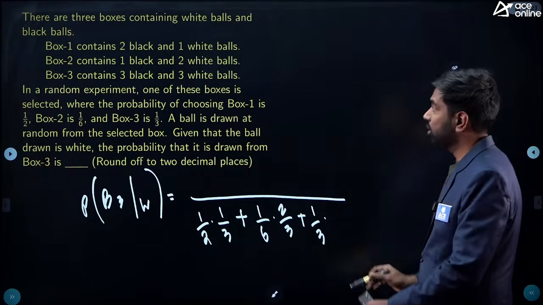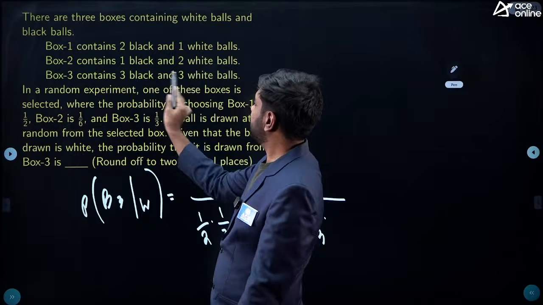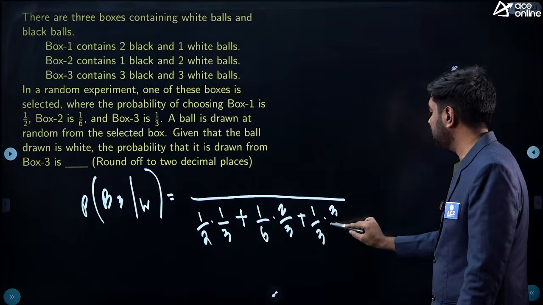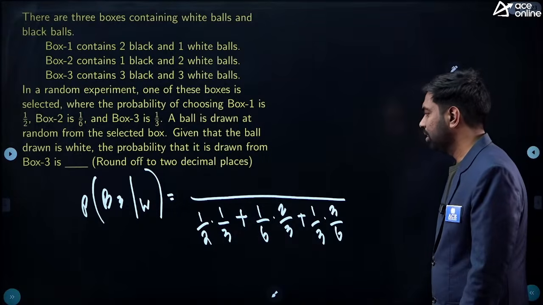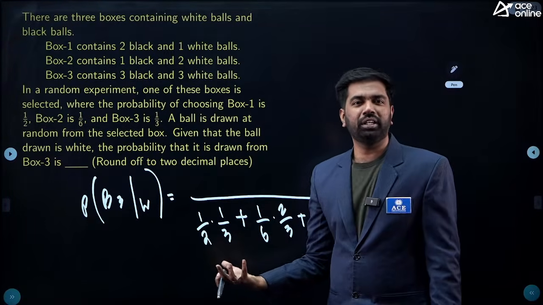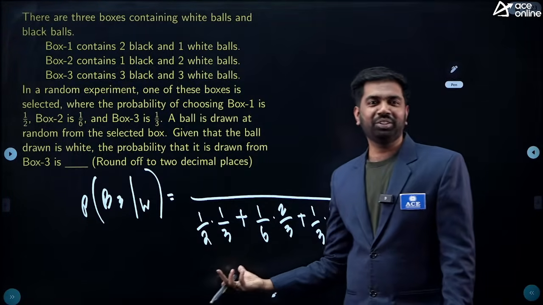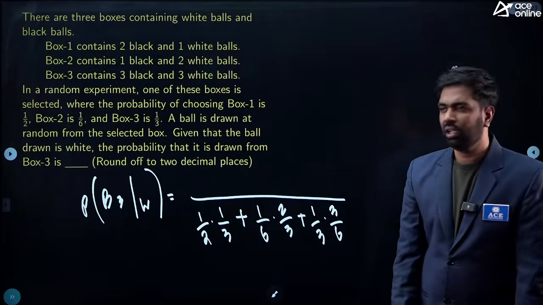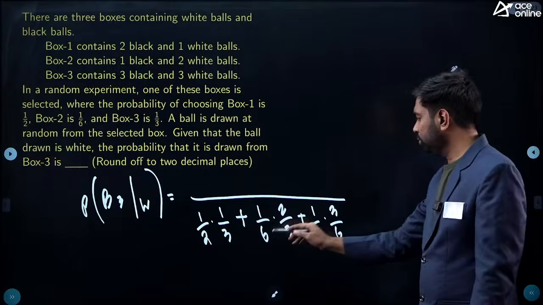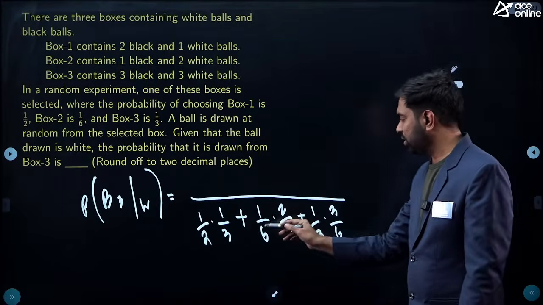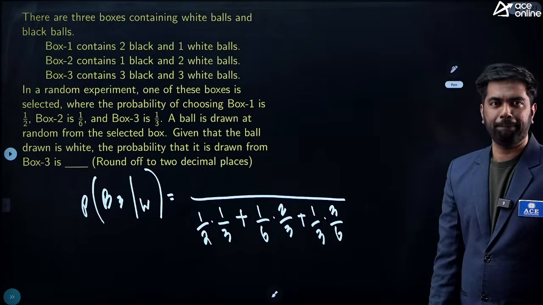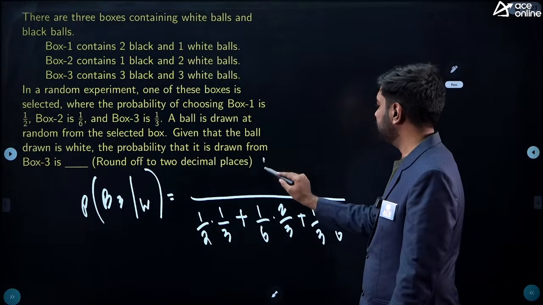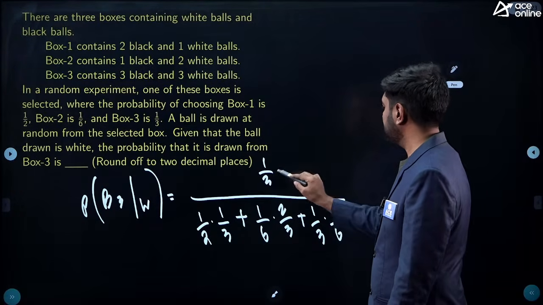So now you have selected box 3. Box 3 has a total of 6 objects and I want a white object. The probability of choosing a white object is 3 divided by 6. This is called the total probability. If you can write this with full confidence, the problem is completed. Now among these 3 terms, 1, 2, 3, which is related to box 3? This is the term which is related to box 3.